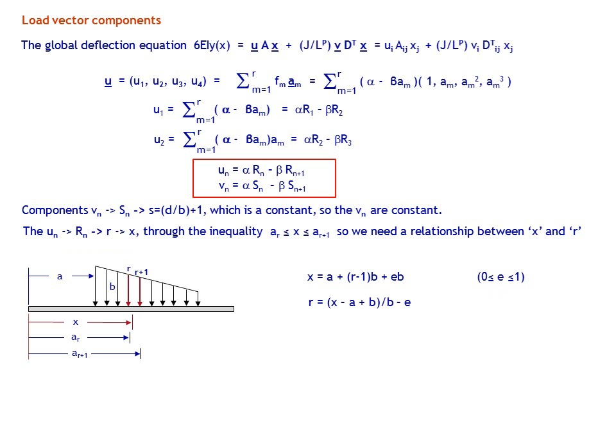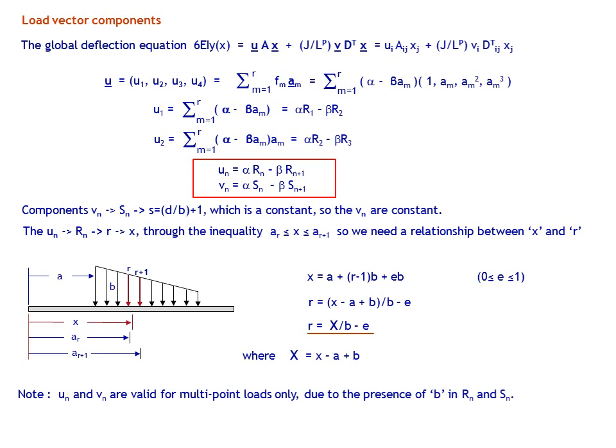I can rearrange this to give r is equal to x minus a plus b all over b, minus e, and if we introduce a further new variable, big X, where big X is defined to be equal to small x minus a plus b, then I can write the dependence of r on x in the form r equals big X over b, minus e. Note that both un and vn contain the load spacing b, either explicitly or implicitly, and so are only valid for multi-point loads. For the un and vn to be applicable to solid loads, the b's must disappear.